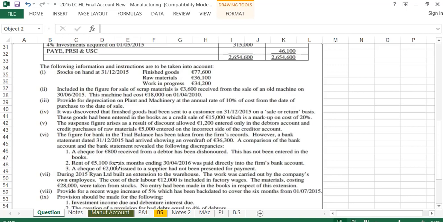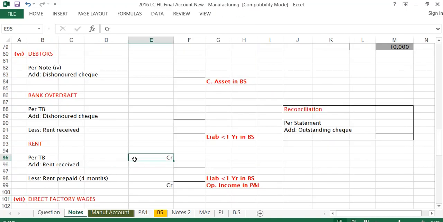This has not been entered in the books, so we didn't know about this. We need to take account of that €800 dishonoured check. So the first thing we're going to have to do is change our debtors. Now, the most up-to-date debtors figure from note 4 is 37,000. But now there's a dishonoured check, so we're actually owed another €800 from debtors. So now debtors are 37,800 and they will go in current assets in the balance sheet.